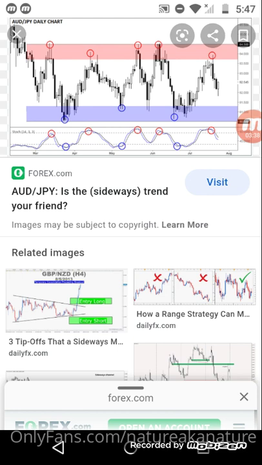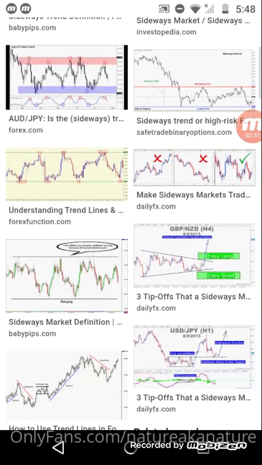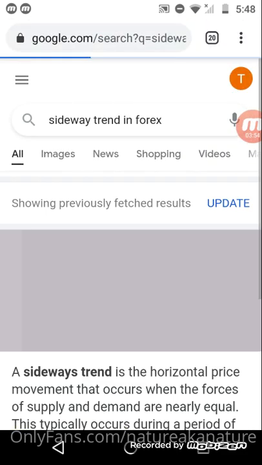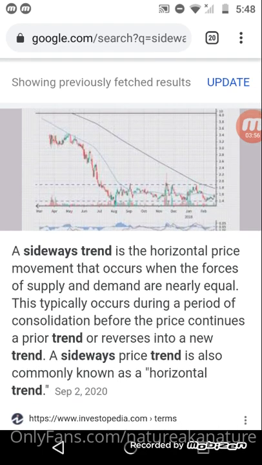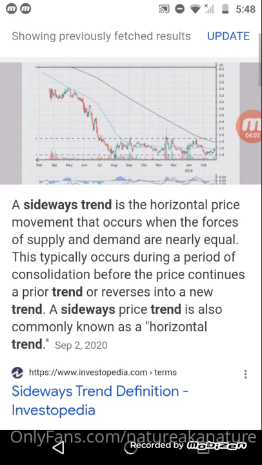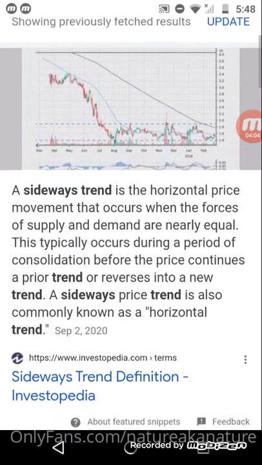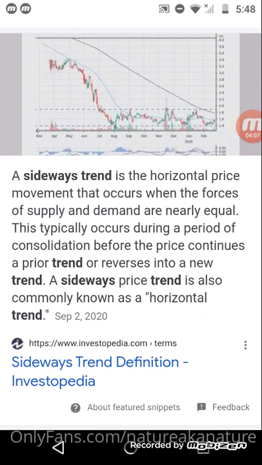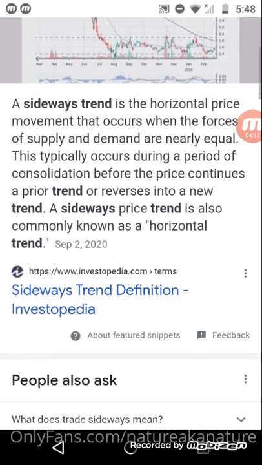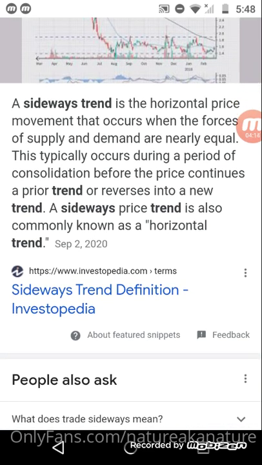For this example, the red box will be for the uptrend and the blue box will be for the downtrend, which is a good example. So a sideways trend is a horizontal price movement that occurs when the forces of supply and demand are nearly equal. This typically occurs during a period of consolidation before price continues the prior trend or reverses in a new direction, in a new trend. A sideways price trend is also commonly known as a horizontal trend.